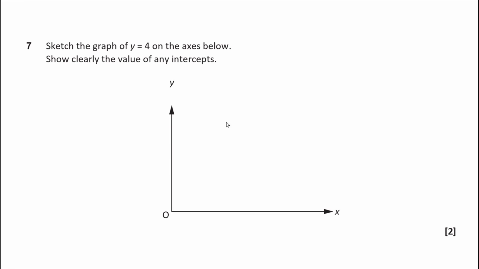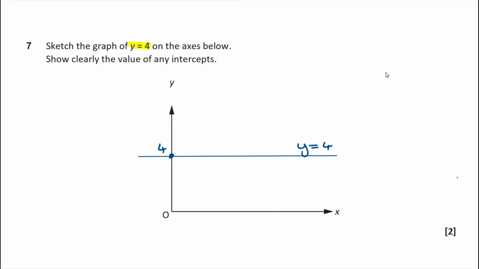Question 7. Sketch the graph of y equals 4 on the axes below. Show clearly the value of any intercepts. Now, y equals 4 is the equation of a straight line parallel to the x-axis, or another way of thinking about it is that it's a horizontal line. So we need to draw a horizontal line on my diagram, something like that. So if this is the line y is equal to 4, it's going to pass through the y-axis there, and the value it's going to pass through is at 4, isn't it? So the y-intercept is going to be 4.